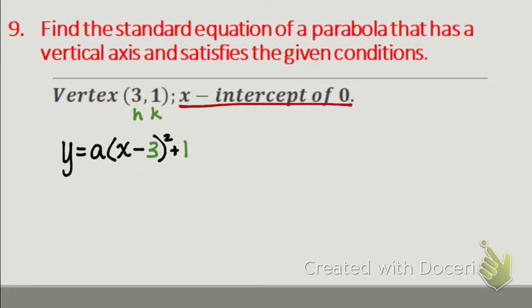The x-intercept is 0. So the point that they gave us, even though they didn't specifically state it because they gave me the x-intercept, what is our point? 0, 0.